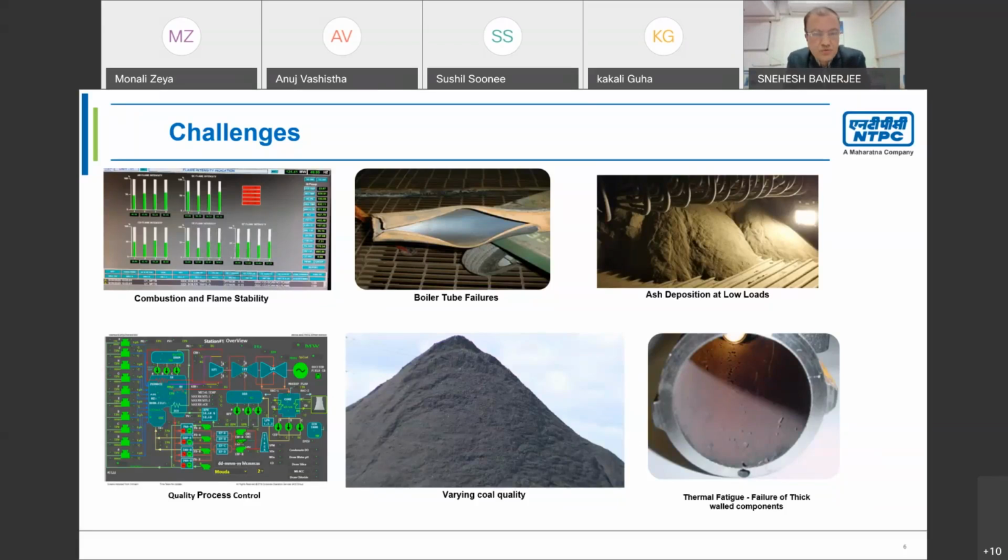The coal is a major issue, the variations of coal quality, which is inherent to the Indian context. And of course, the advanced process, if we can evolve that process into our systems, then much better control and better flexibility can be achieved. At the same time, the units are designed basically for base load operations, so the boiler tubes, etc., are designed with thick-walled components which are subjected to more thermal fatigue. So these are some of the challenges, not exhaustive, just some of the important challenges.